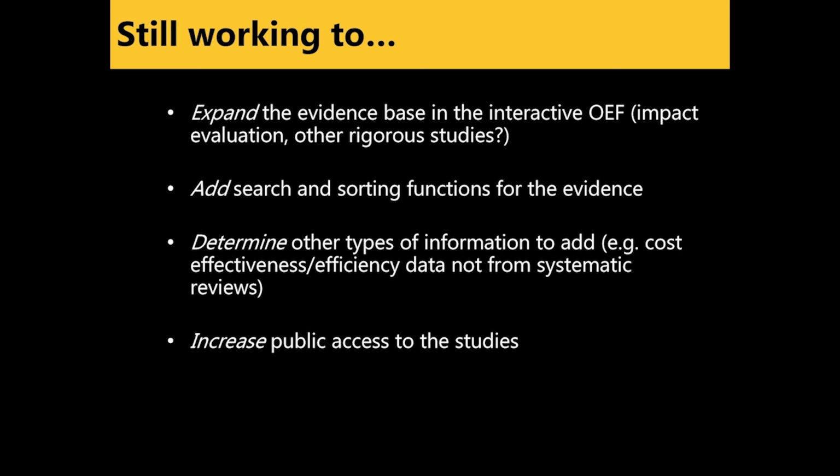This is early feedback received from our field teams: because of the significant gaps in the evidence from systematic reviews, we would like to explore whether individual impact evaluations or other rigorous studies can be included. We want to add a search function of the evidence to make it more user-friendly. We want to determine what other types of information not part of systematic reviews or research, in particular cost analysis, cost efficiency, and cost effectiveness analysis, can be made available. And then, as Shri already mentioned, we want to increase access to the actual studies that are linked. Right now, there are some copyright issues that we need to work out.